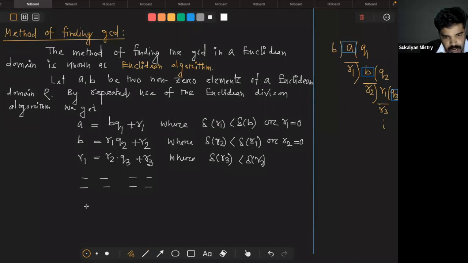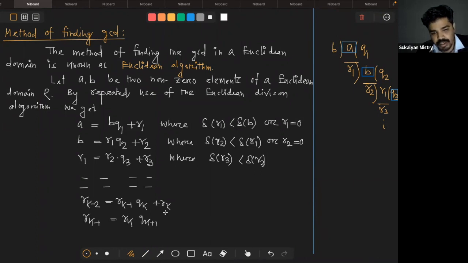Suppose R(K minus 2) is equal to R(K minus 1) QK plus RK, and finally R(K minus 1) is equal to, suppose RK into Q(K plus 1) plus 0. So then RK will be the GCD. ঠিক, so that is the general process.